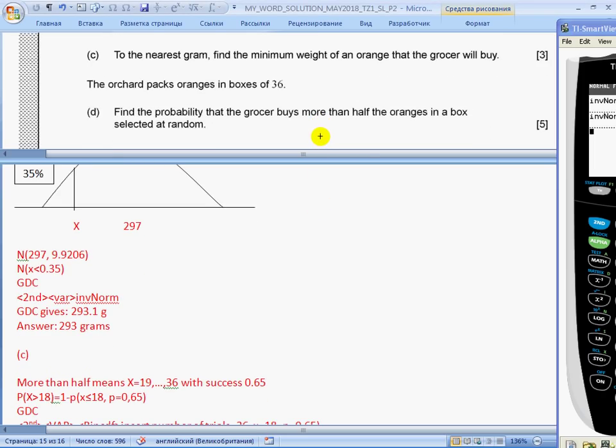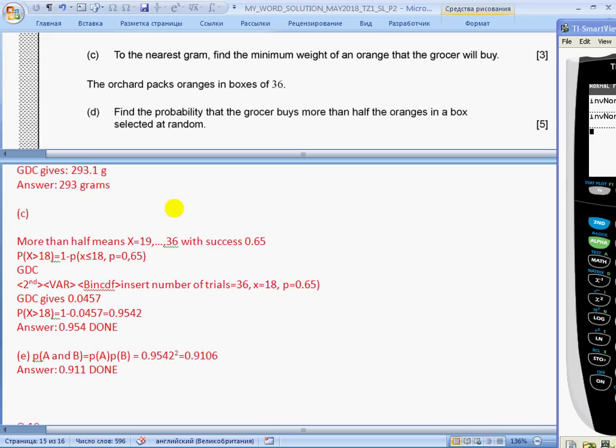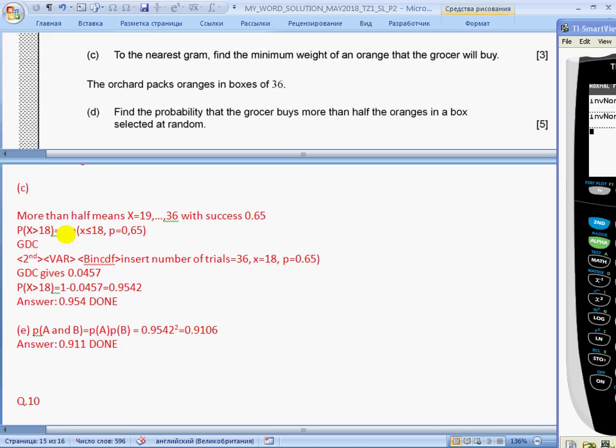Right. The orchard packs oranges in boxes of 36. Find the probability that the grocer buys more than half of the oranges in a box selected at random. So here we have binomial distribution. More than half means the value of x is 19, 20 till 36, with success probability 0.65. Probability of more than 18 equals 1 minus probability of x less than or equal to 18, with probability 0.65.